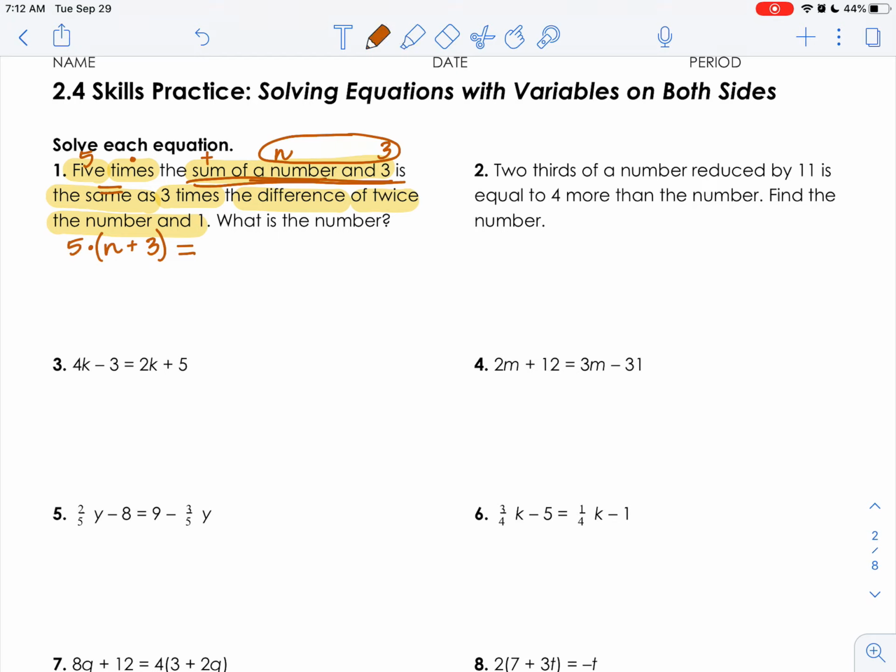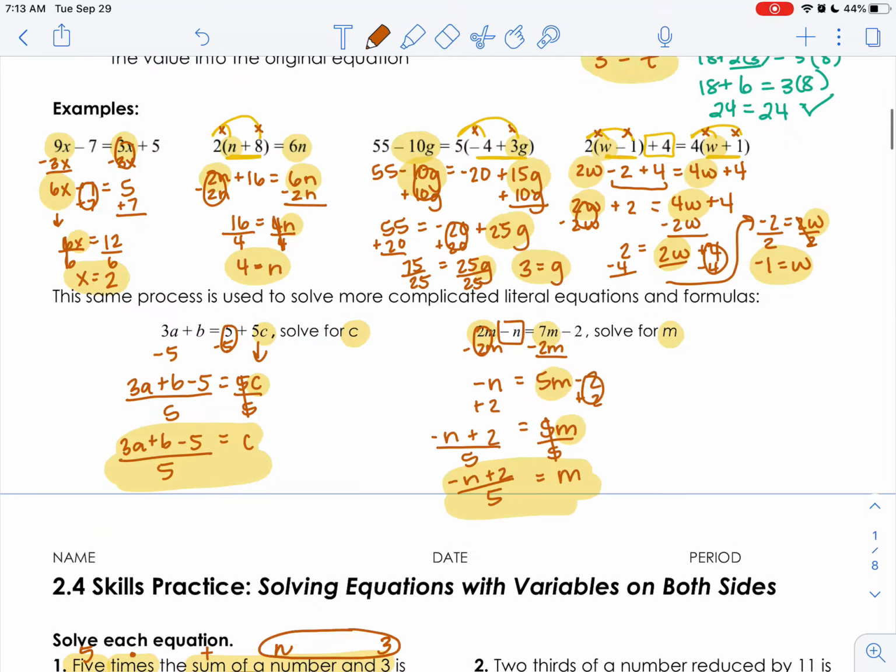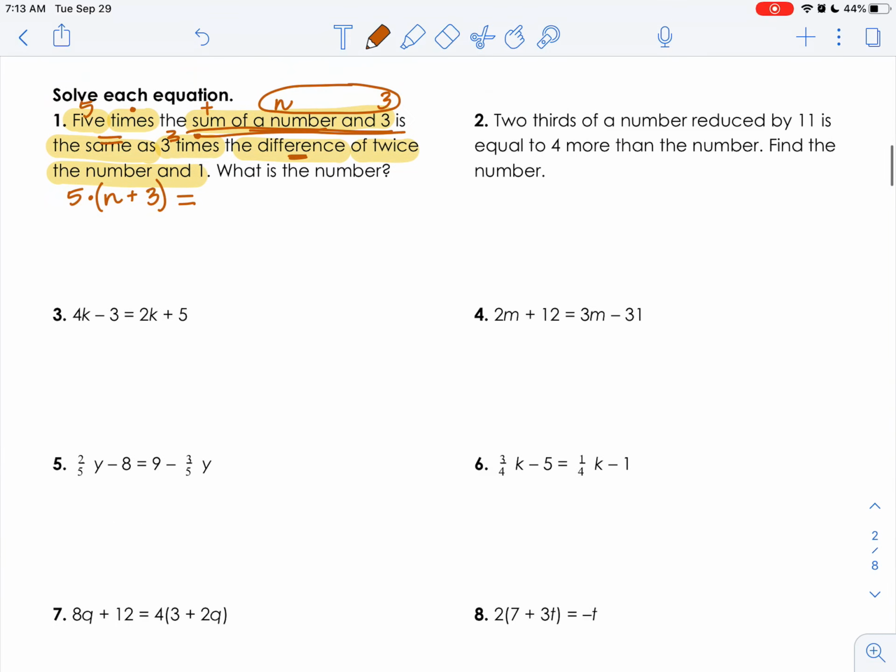Okay, so we've got the same thing here, 3 times the difference means we're subtracting. Now we're not just subtracting the number and 1, but we're subtracting twice the number. So that means 2 times the number, meaning the same number, n, and 1. So I'm finding the difference. I'm subtracting 2n and 1. So 5 times the quantity n plus 3 is equal to 3 times the difference of twice the number and 1. All right, here's our equation.